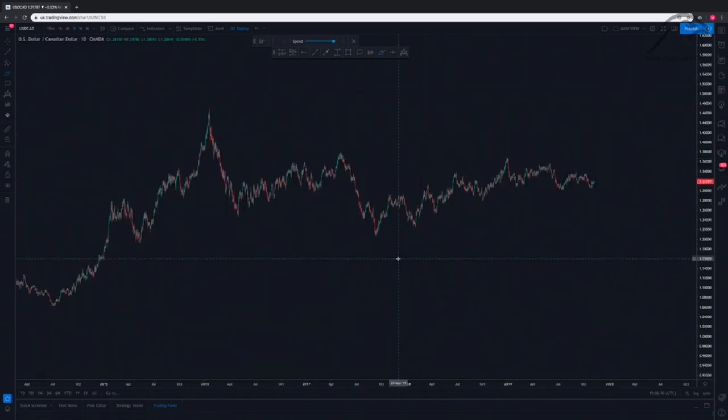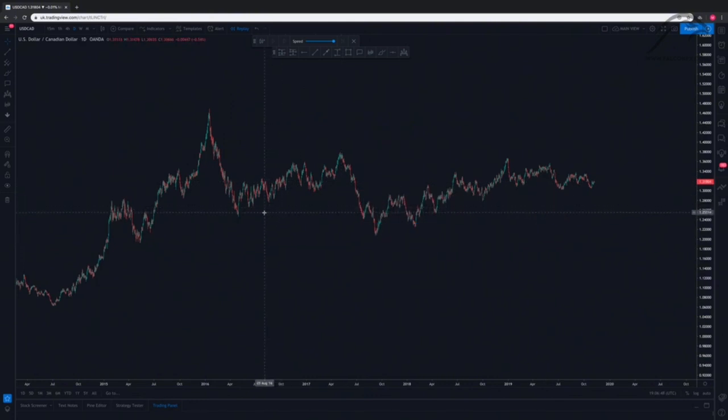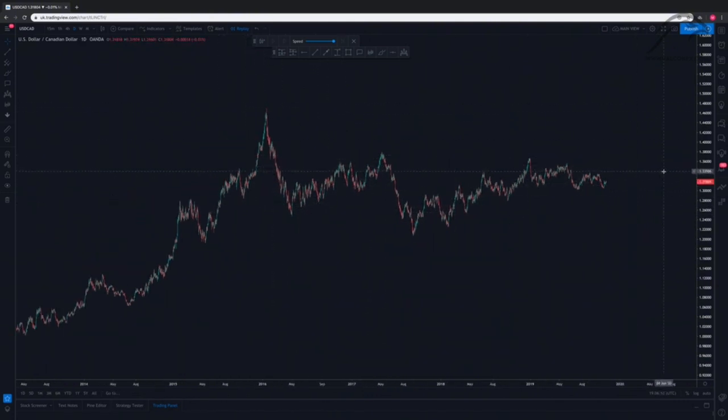So here we have dollar CAD. This is another example to understand the 90% rule. Now this was another trade that we looked at from a longer term perspective within Falcon. Again, feel free to go back to the older webinars to understand the thought process on this. But as you can see, what do we have?